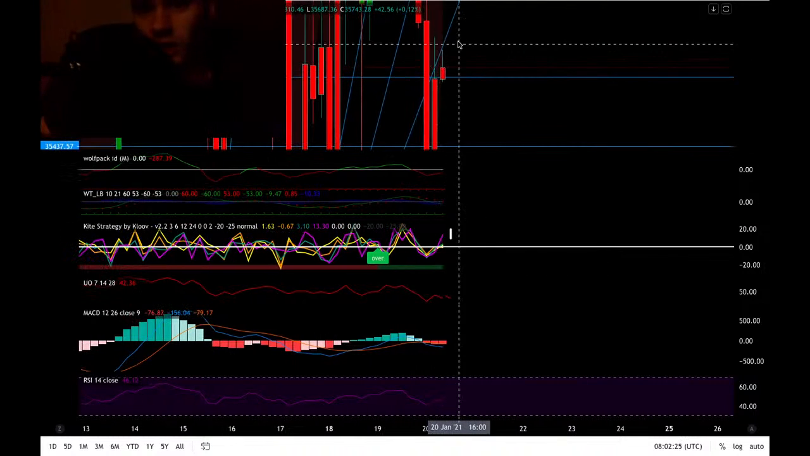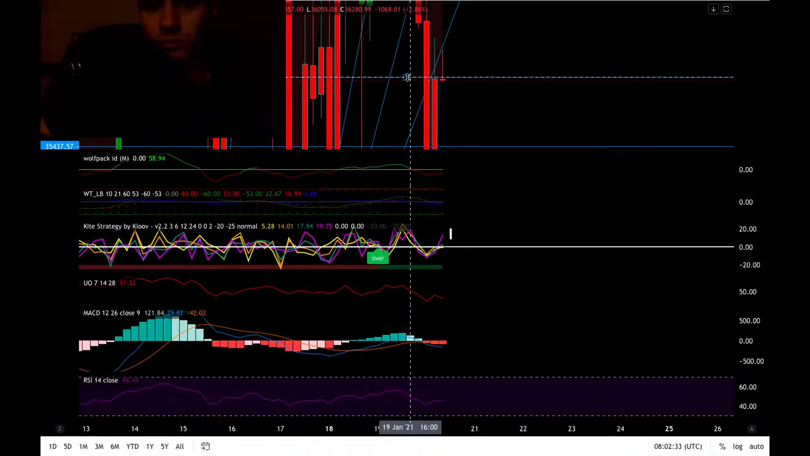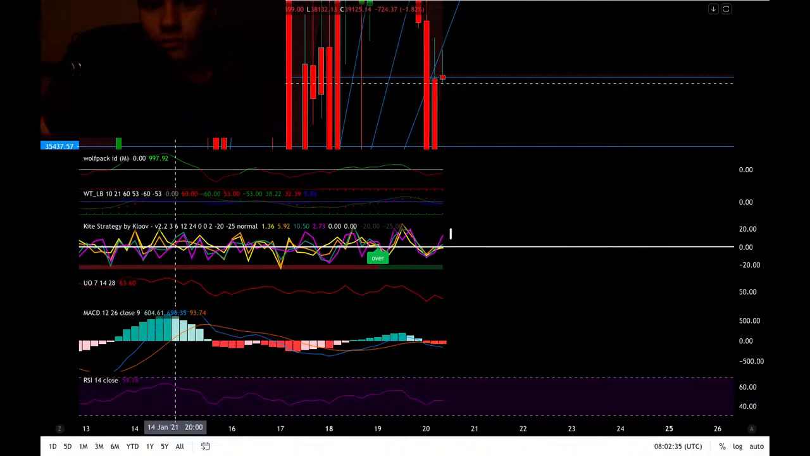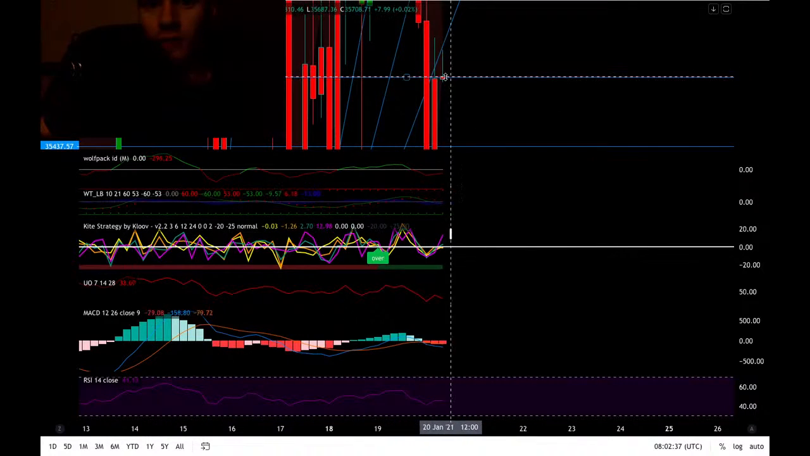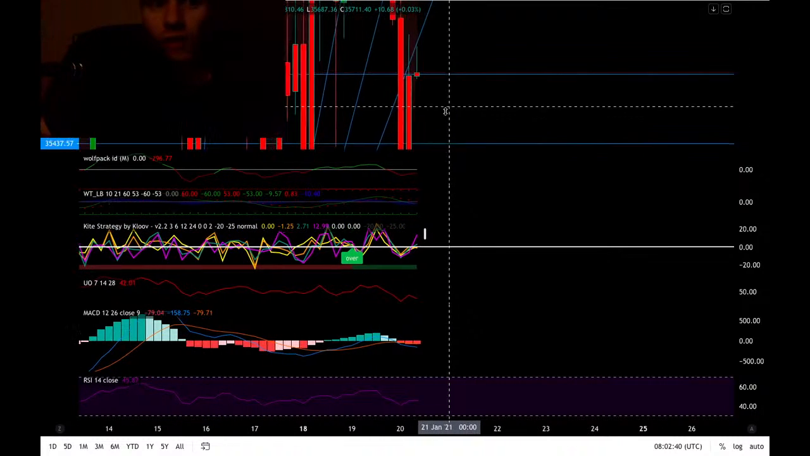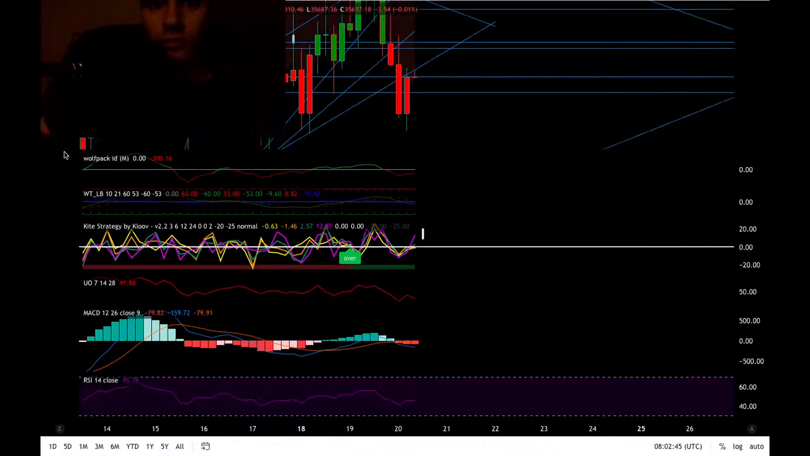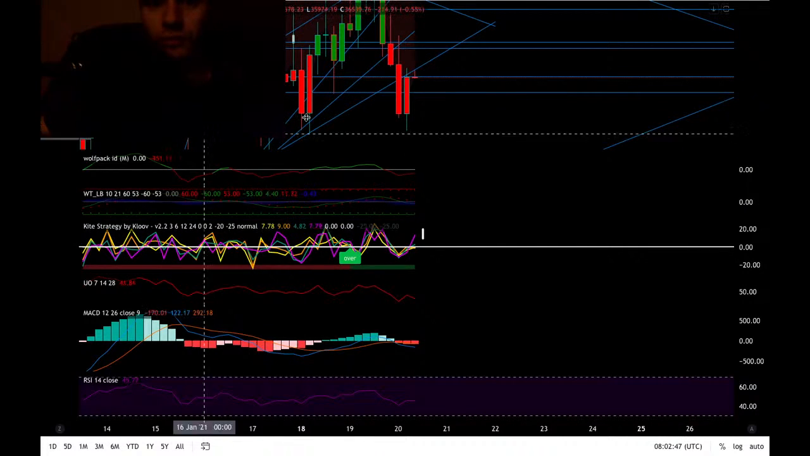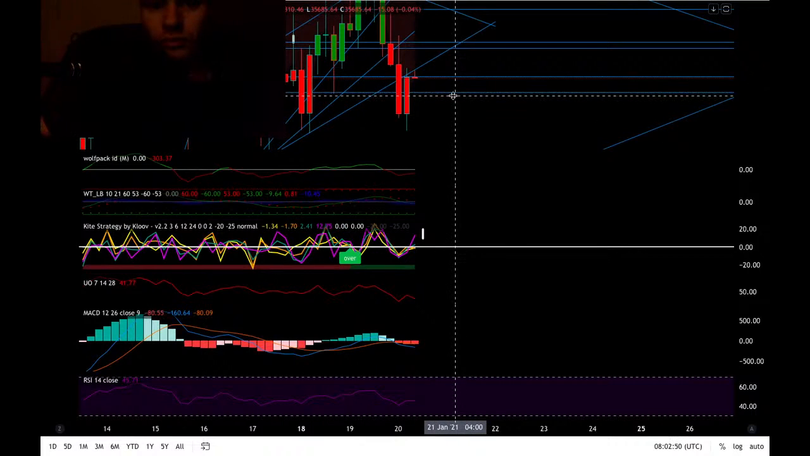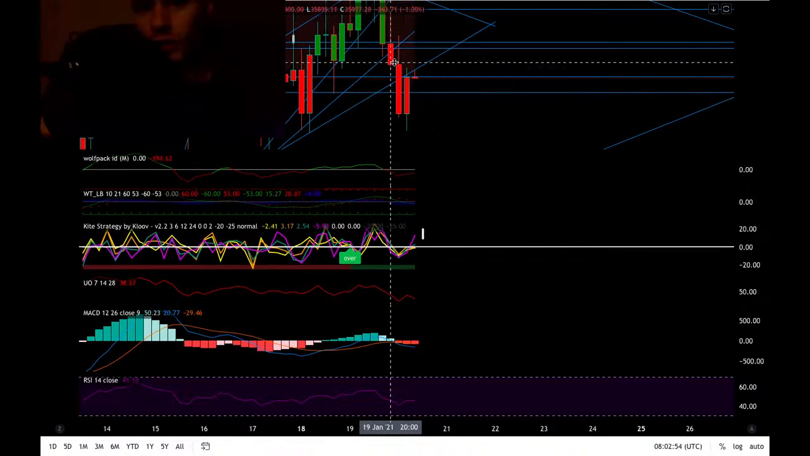So in the immediate short term, we are rejected off of here. We'll come down, we'll see. Oh, we just broke that line. Ever so slightly, but it still counts. Alright. And it looks like we're possibly just cooling off.